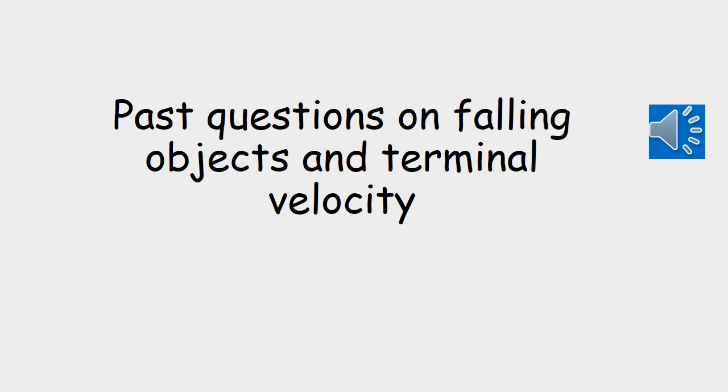This video contains 5 past questions that have been set on falling objects and terminal velocity in the last few years in physics GCSE. Each question is just written down with blanks, and then that is followed by a commentary going through that question. You'll then get question 2, and that follows the same sort of procedure.